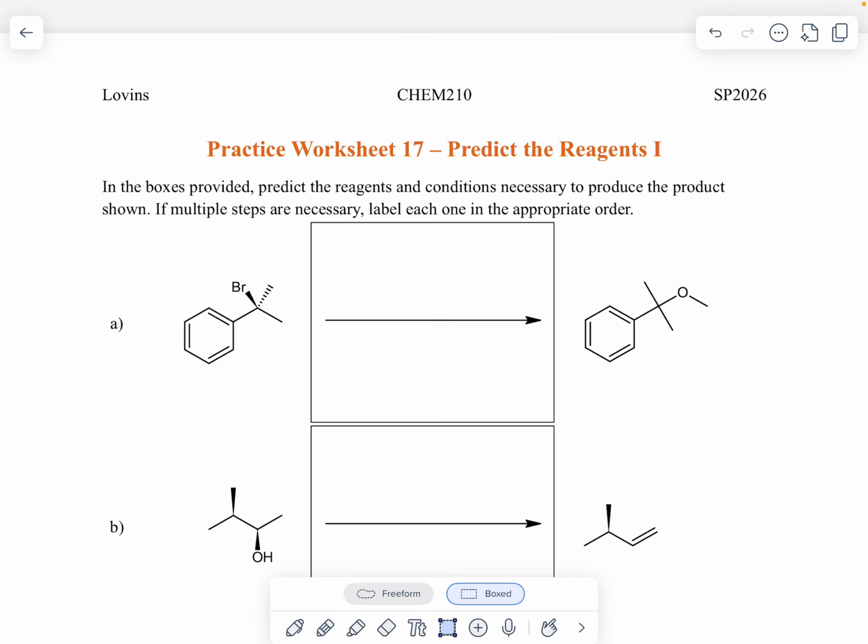So with that in mind, let's start out with number 1, which shows us starting from this alkyl bromide and ending up with an ether. The first thing that you'll notice here is that the stereochemistry that's on this carbon disappears at the very end. To be fair, this carbon is achiral in the first place, but it's worth noting that stereochemistry is gone. The other piece of information that you'll notice is that this is a tertiary carbon with a leaving group.